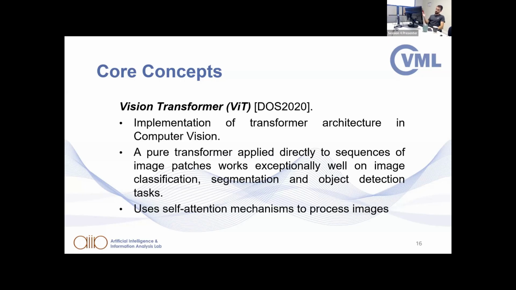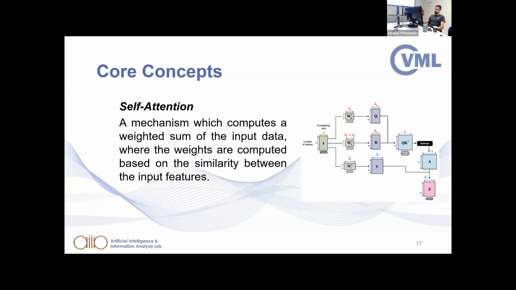Instead of processing individual pixels or small convolution windows, the vision transformer breaks down the image into smaller non-overlapping patches and processes them in sequence. Here, the core concept of the vision transformer is the self-attention mechanism, which computes a weighted sum of the input data. More specifically, the weights are computed based on similarity between the input features.